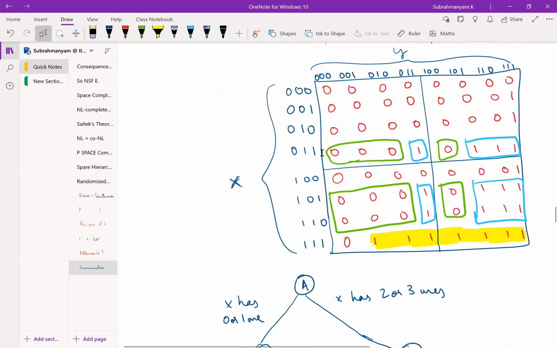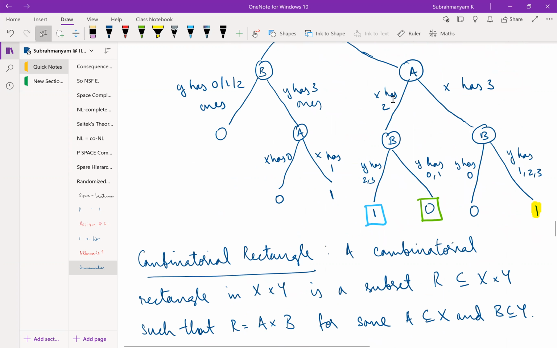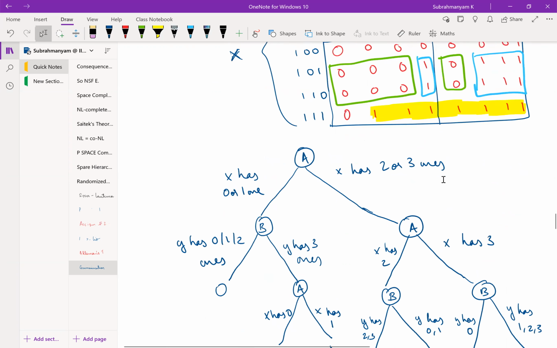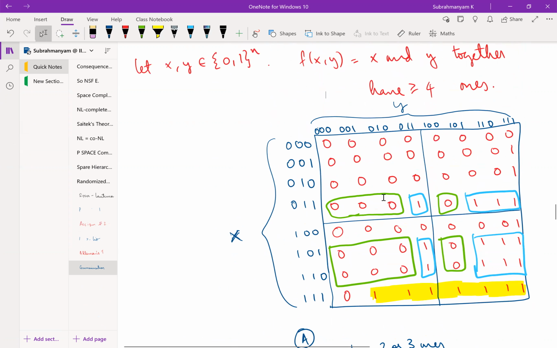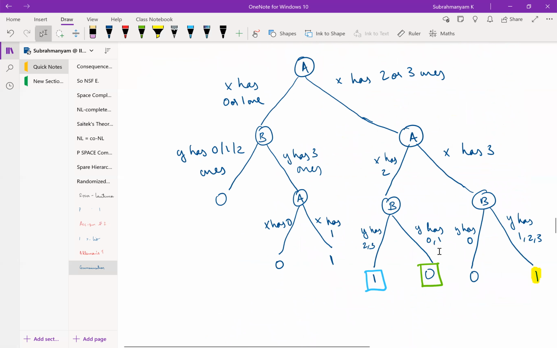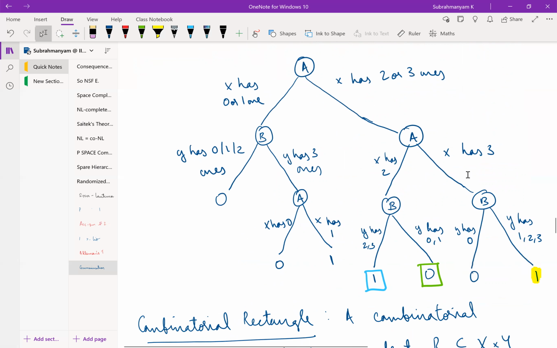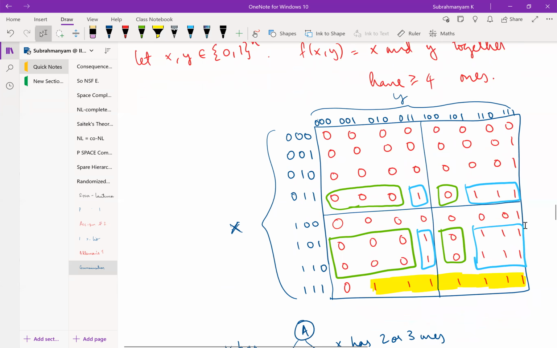X has 2 ones, which is 0, 1, 1, 1, 0, 1 and 1, 1, 0. And Y has 2 or 3 ones: 0, 1, 1, 1, 0, 1, 1, 1, 0 and 1, 1, 1. And similarly, the green part is X has 2 ones and Y has 0 or 1 ones. X has 2 ones is already here. Y has 0 ones or 1 one is this green part. And the part highlighted by yellow is when X has 3 ones and Y has 1, 2 or 3 ones. X has 3 ones, which is just the last row, and Y has 1, 2 or 3 ones, the part highlighted by yellow.